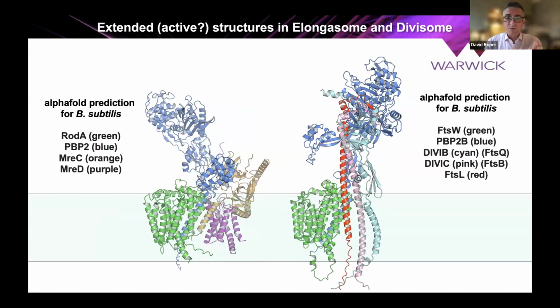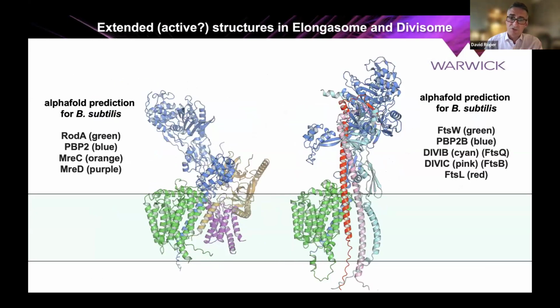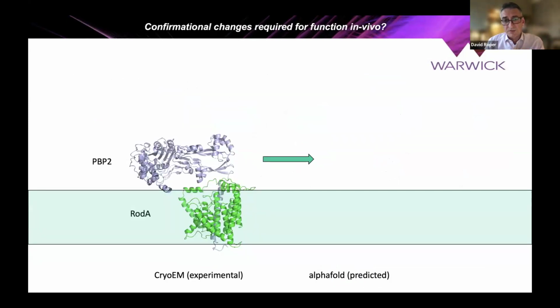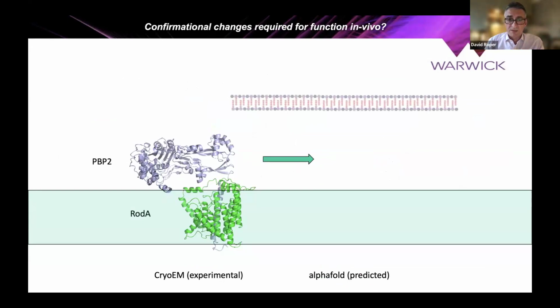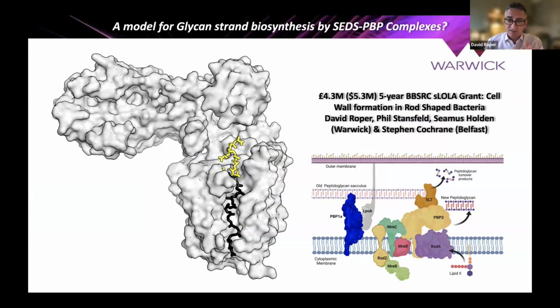Interestingly, if you put the sequence of these proteins into AlphaFold, you get not the folded-over experimental structure, but an extended structure, suggesting that the enzyme undergoes a conformational change, and that's exactly what we think happens. So we think there's a conformational change between the down ground state structure that we see in our experimental structures and the up state, which is probably more representative of the real active form of the protein where it makes peptidoglycan.